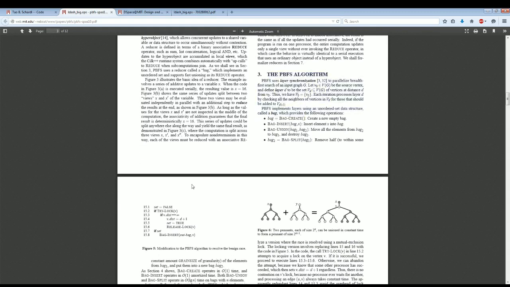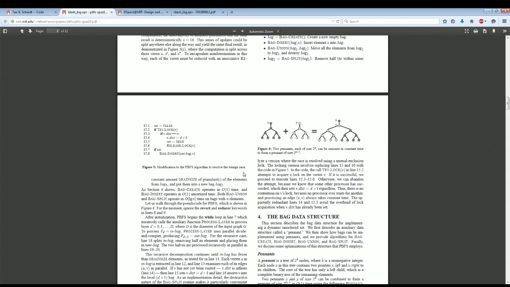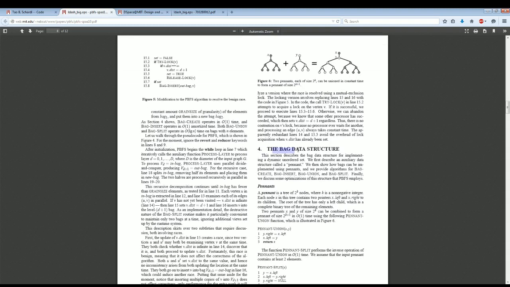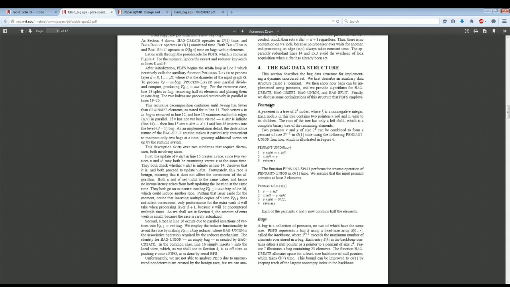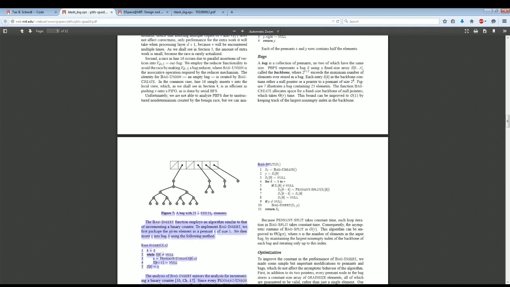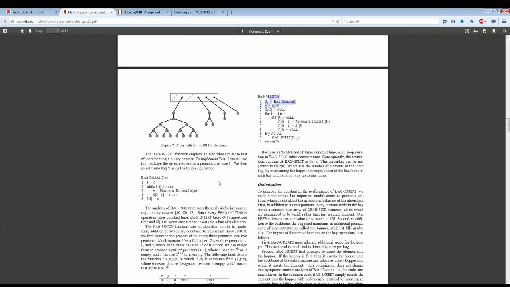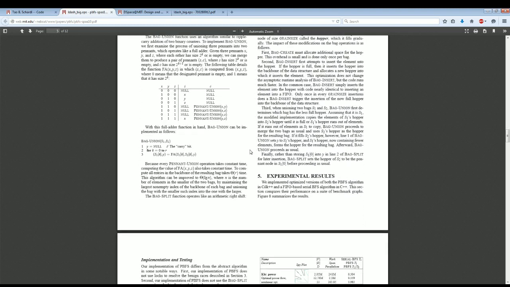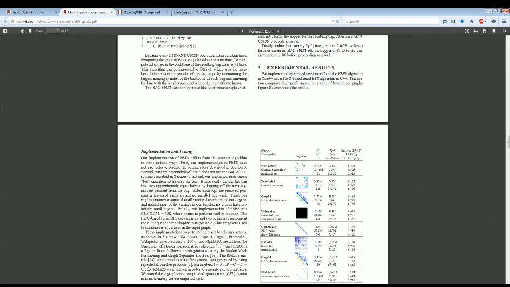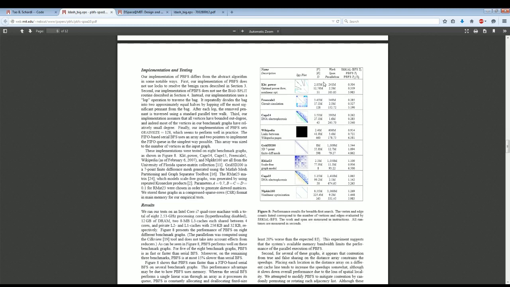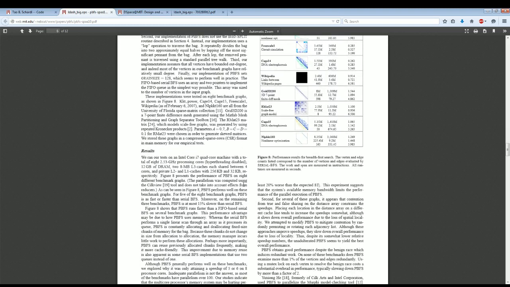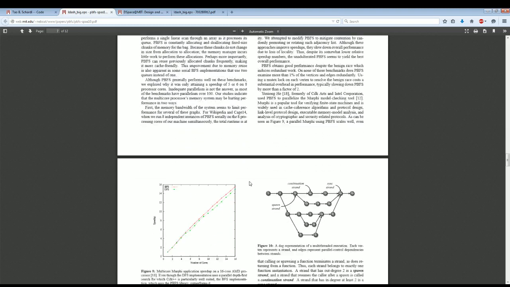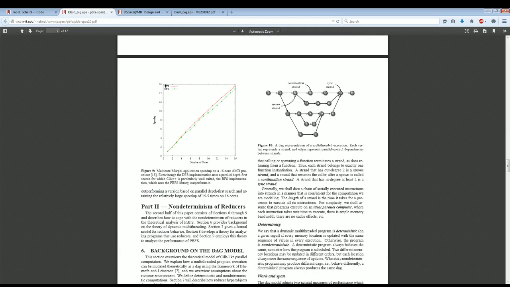Here's where it talks about its bag structure. And the thing about the bag structure is that it's really complicated. It has penance. You have to have routines for union and split, and adding to the bag, removing from the bag, splitting the bag. So all of this stuff is going to be in here for you to read. And then the rest of the paper basically talks about how they got their results, how it was different in comparison to other algorithms.